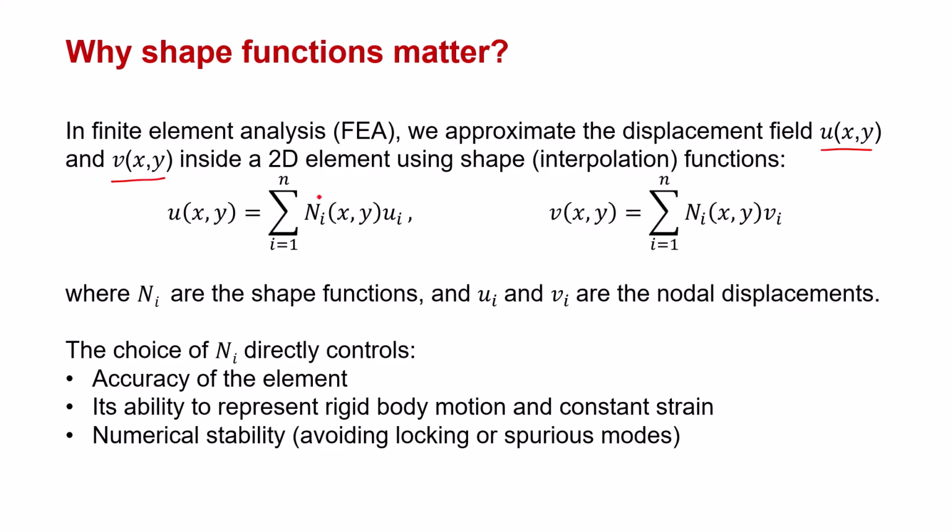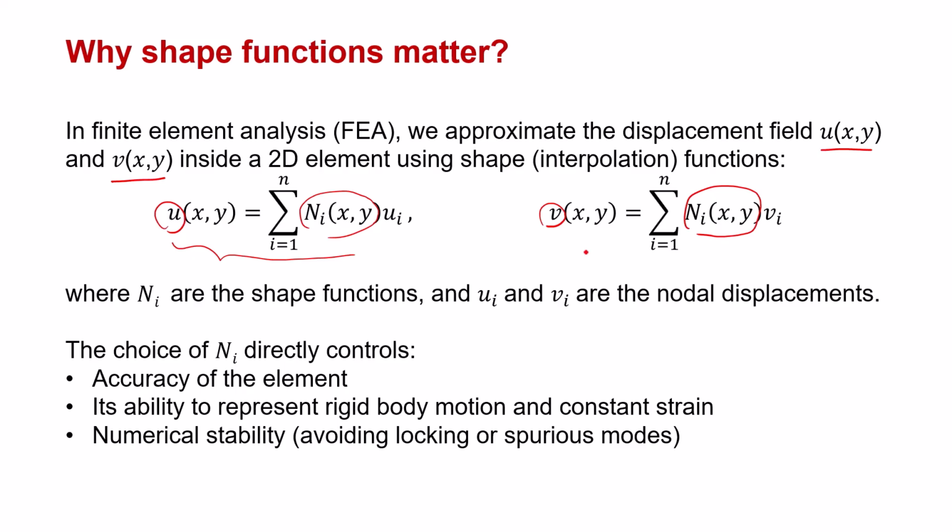At any point inside the element, the displacement is written as a weighted sum of the nodal displacements, where the weights are the shape functions, as you can see here. So Ni represents the shape functions, and we use the same Ni for both u and v interpolation. This means that everything the element can represent, its accuracy, its deformation behavior, and its numerical performance, comes directly from the choice of these shape functions, or Ni's.